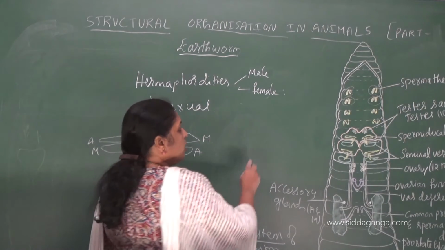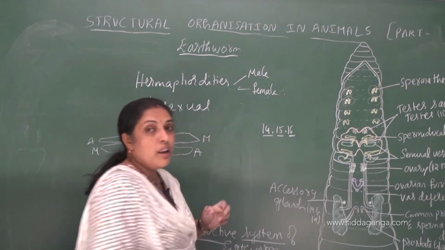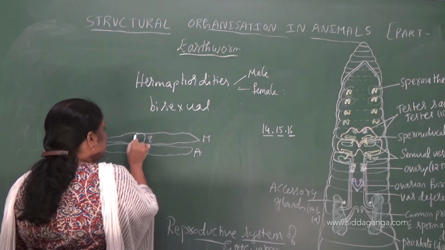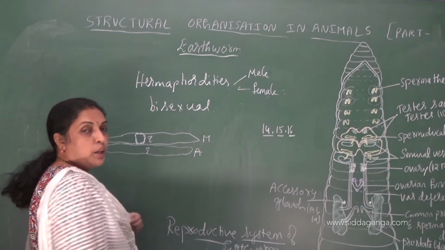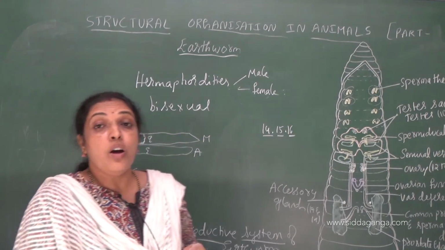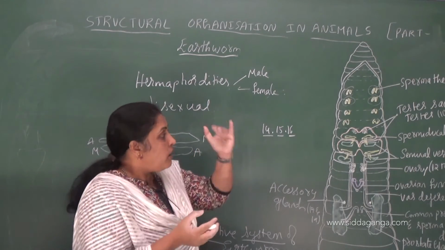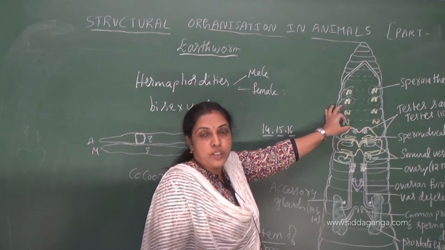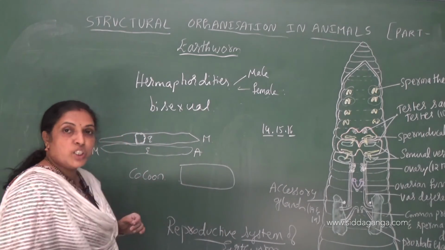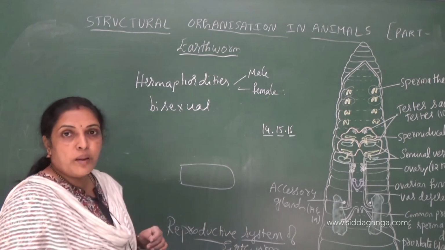After that, we know that in the 14th, 15th and 16th segments the clitellum is present. That clitellum will start secreting a glandular substance that helps in the formation of the cocoon. While coming out from the earthworm, that cocoon receives the matured sperms and ovum, and in the cocoon only, the fertilization takes place.